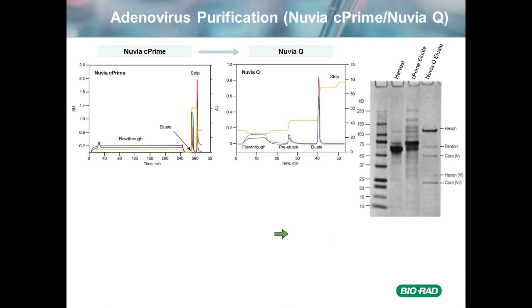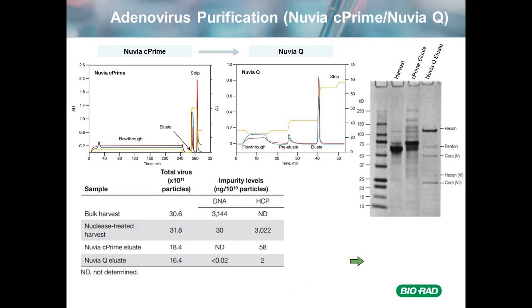If you look at the SDS-PAGE gel, what you see is the harvest in this second lane. This protein is albumin. C prime takes care of the albumin mostly, as well as a lot of other proteins. And then Nuvia Q cleans everything up. And what you see in the Nuvia Q eluate are five bands, which represent the five major proteins that you find in adenovirus. There are a lot of other proteins in adeno, but they're much lower quantity, and so you don't typically see them on this kind of a gel.